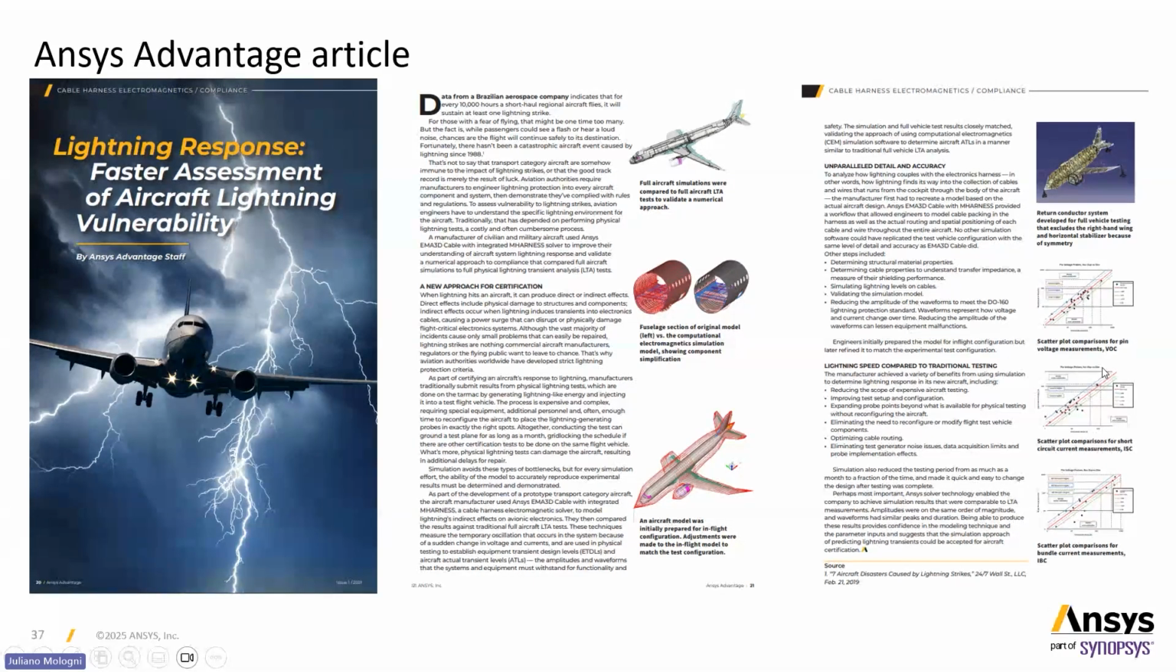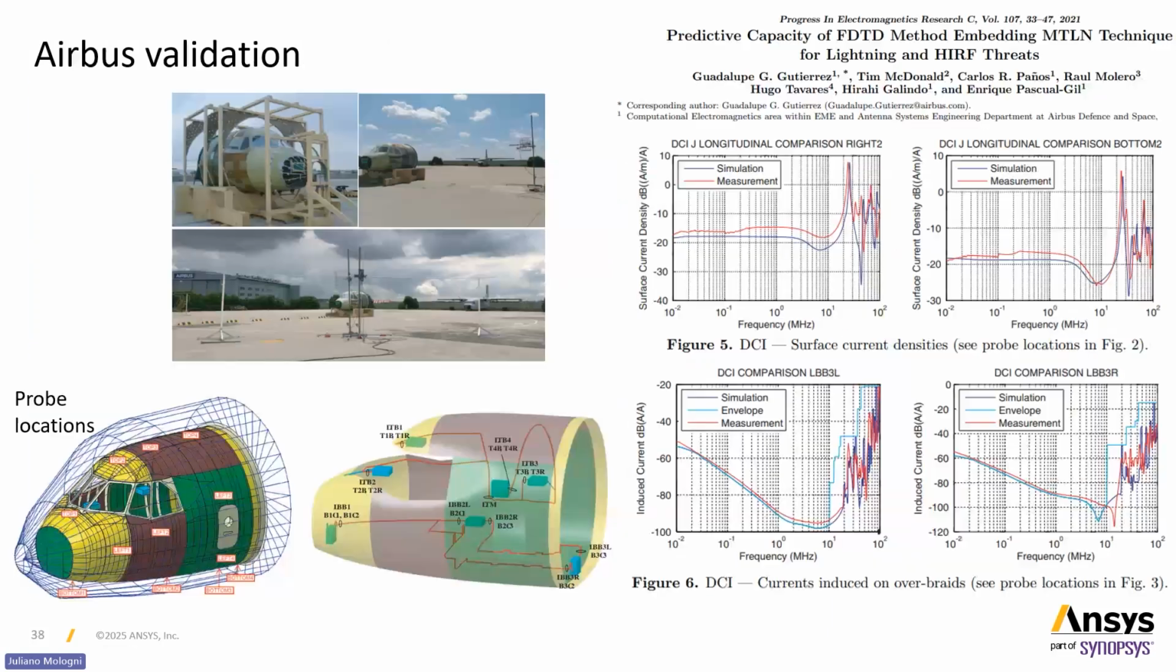So you're going to see a delta of a specific dB, I think 3 dB, between all of these measurements and the simulation results, right? We have this other paper with Airbus. They also published this in Ansys Advantage, but also at some technical conferences, like Progress in Electromagnetic Research, where they were evaluating current density and induced current on cables during an HIRF analysis. HIRF stands for high intensity radiated fields.